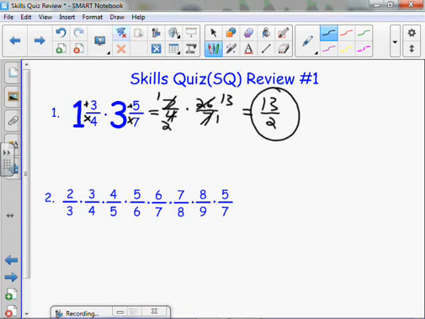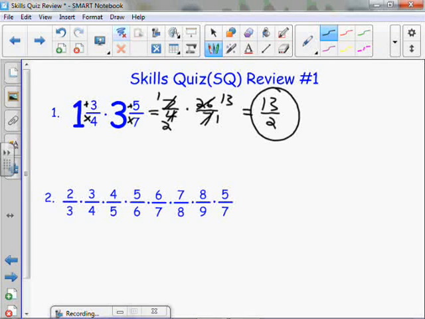On to number 2. Here we have 8 fractions multiplied in a row. 2/3 times 3/4 times 4/5 times 5/6 times 6/7 times 7/8 times 8/9 times 5/7. Now we're basically on the last step when we're trying to find common factors from the previous problem, number 1. And here, the common factors are easy to see, in that they're right next to each other diagonally.